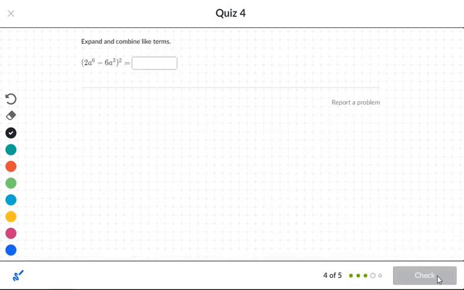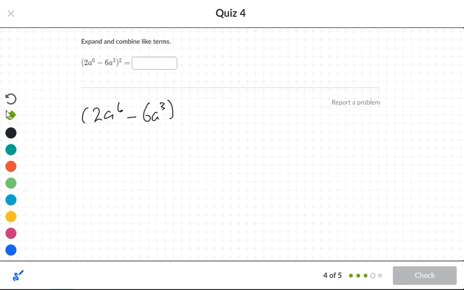Okay, so look at the next one. We got a single parentheses here, but it's being squared, so we're going to have to write it down twice. So we got 2a to the 6 minus 6a to the third, and then to the second. So that means I'm going to have to write down the same parentheses again. I also want to check it. Is it in standard form? It is, because it goes 6 and then 3.